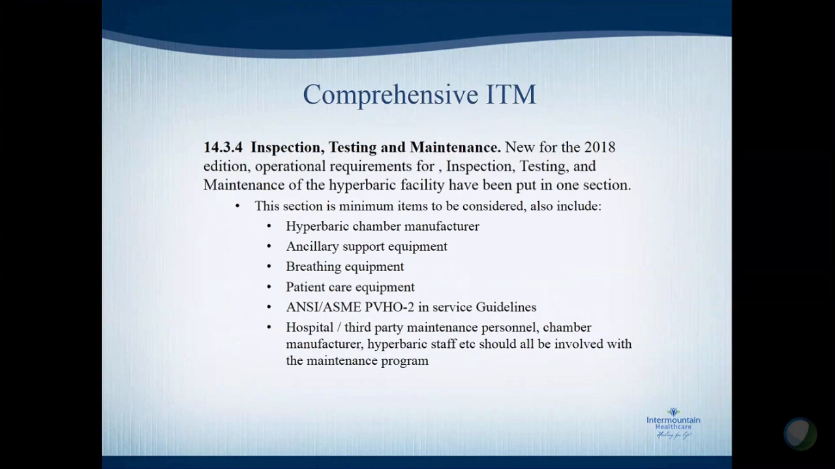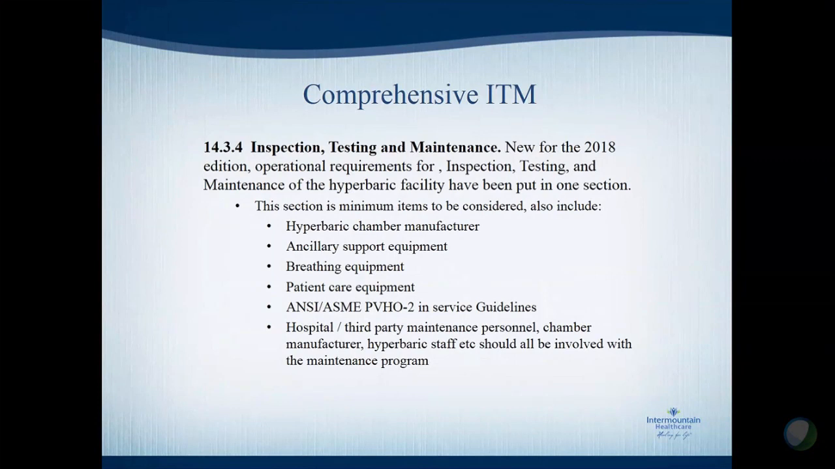So I told you I'd tell you some more. 14.3.4, inspection, testing, and maintenance is new to the 2018 edition, and we have operational requirements for the preventative maintenance, the testing, and whatnot. We put them in one section. They are minimum items, and in fact, the whole code is minimum standards. There's no reason why you can't exceed or use something equal to what the code requires.